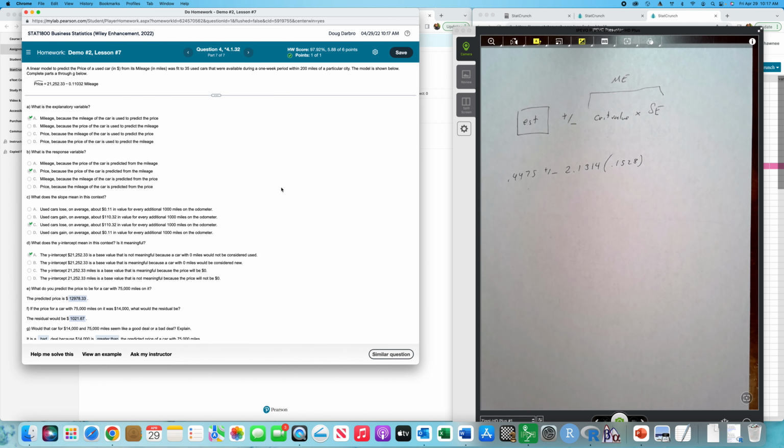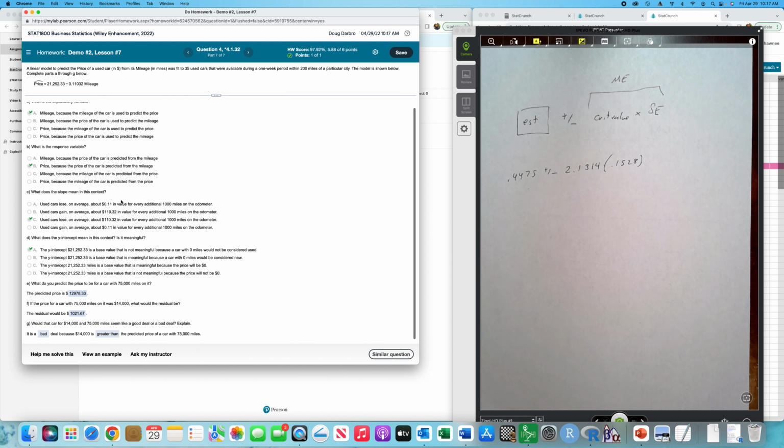All right, question 4. So we have a model that was used to calculate mileage to predict price based on mileage. So what's the explanatory variable? That's the variable that explains the variation in price. That's the X variable. That's the predictor. So mileage, because it is used to predict. So whatever is used to predict is called your independent variable, your predictor, your explanatory. Your response variable is always your Y. So in this case, it's going to be the price.